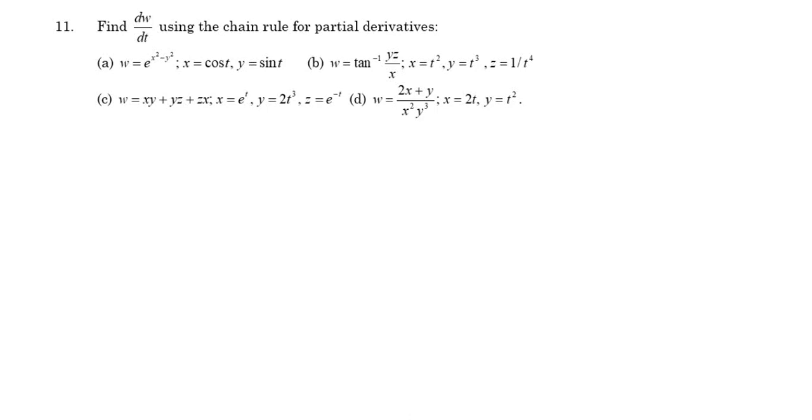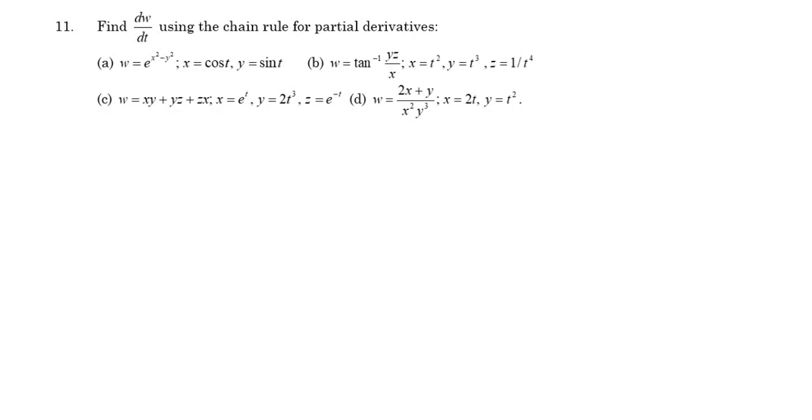Okay, so welcome to this video, and we are about to try and understand the chain rule for partial derivatives. Now we've been asked to find dw over dt using the chain rule for partial derivatives. So how do you do this?